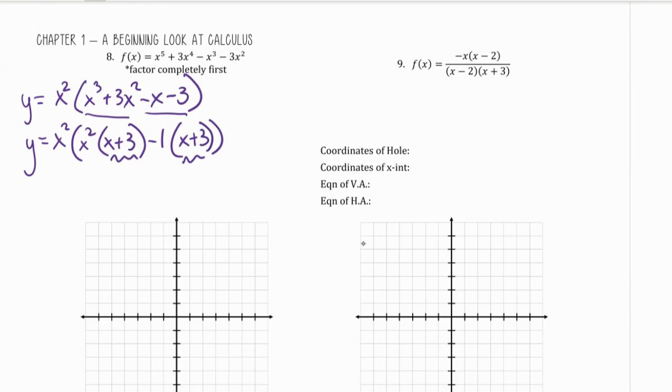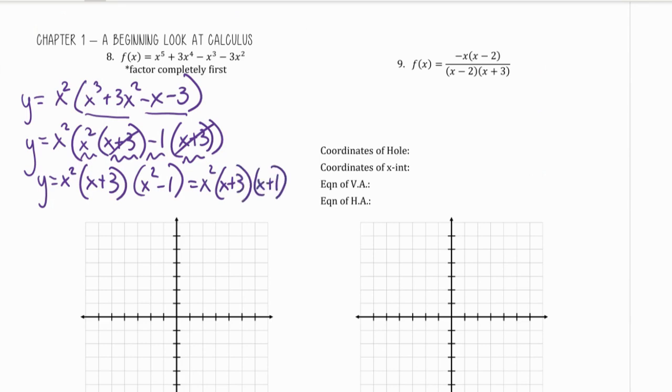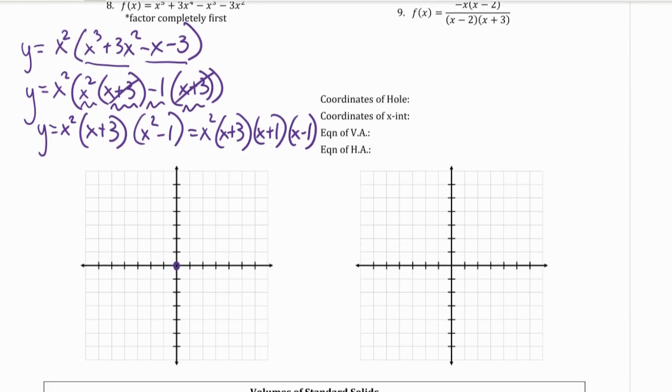What I now have is 2 big groups, and they both have an x plus 3. So I can factor out an x plus 3 because they both have it. What am I left with? X squared minus 1. And x squared minus 1, you should recognize, is a difference of squares. It's x plus 1 times x minus 1. So we have zeros at 0, negative 3, 1, and negative 1.